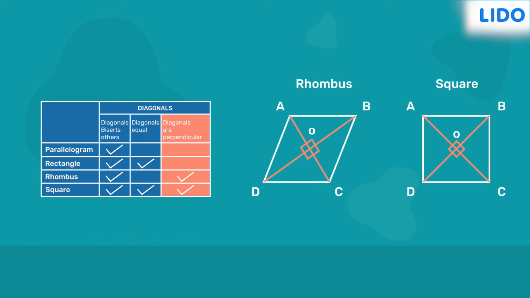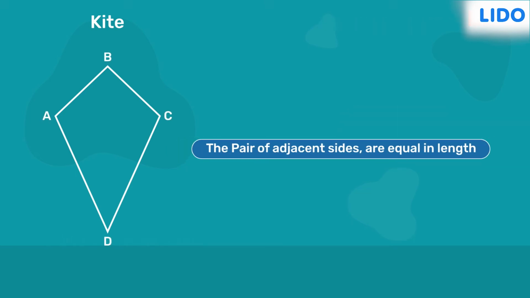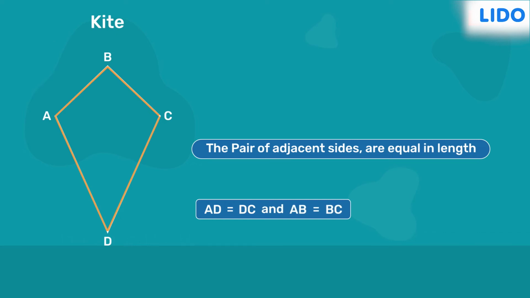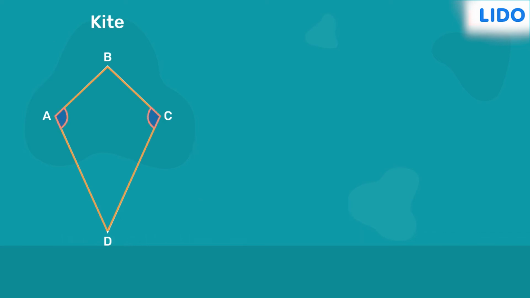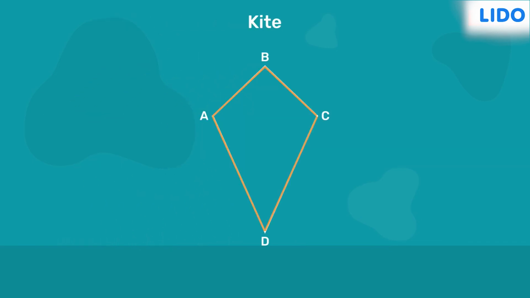That was quick, but did we miss something? Right, kite and isosceles trapezium. A kite has two pairs of adjacent sides and the sides in each pair are equal in length. And as far as its angles are concerned, observe how in kite ABCD, the opposite angles BAD and DCB are equal to each other.